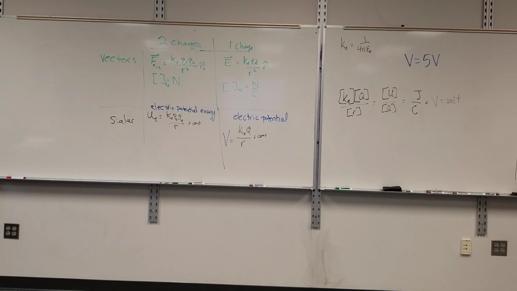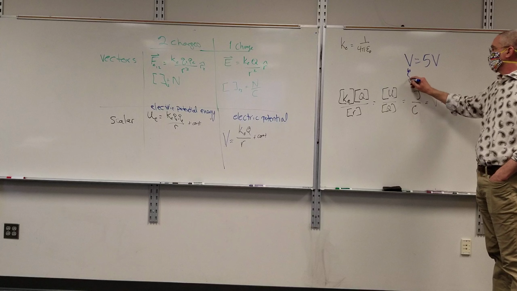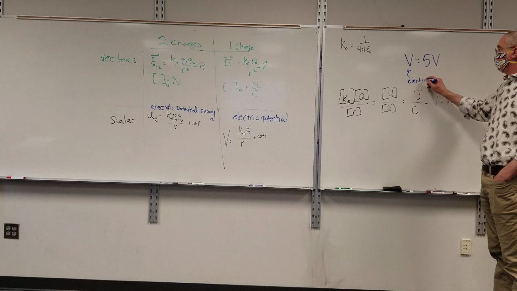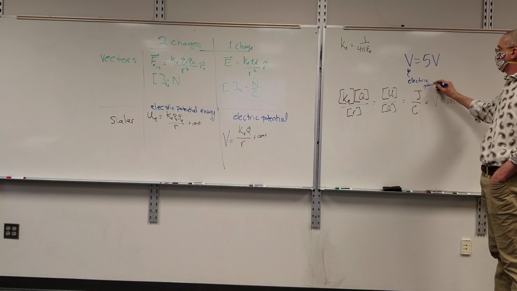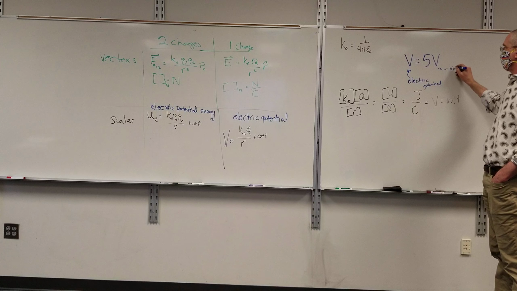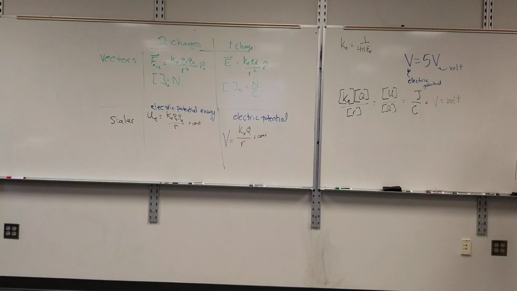You can usually tell the difference from context. Typically, volt is the one that's coming after a number. But this is electric potential. And again, we have not talked about voltage yet. That's electric potential. And that is volt. Questions to hear?